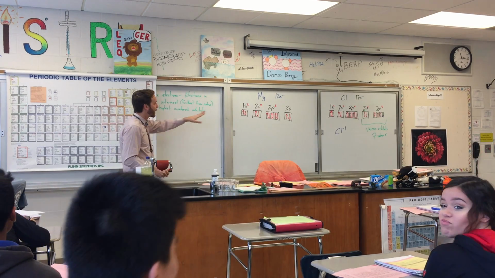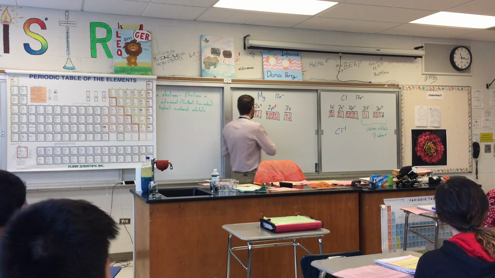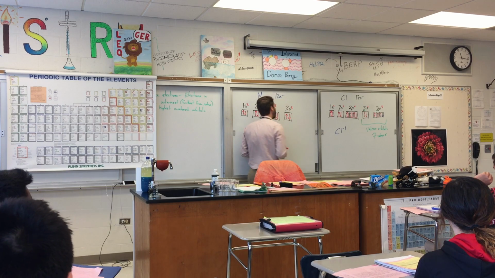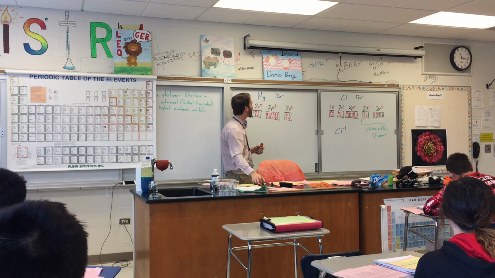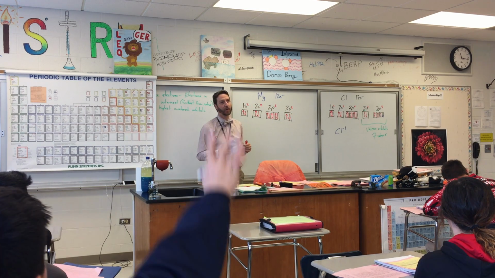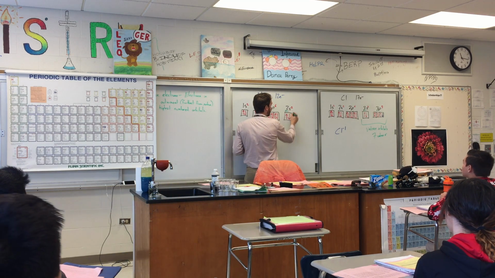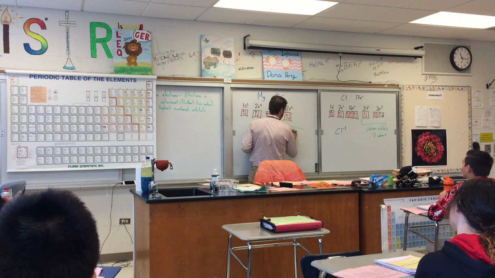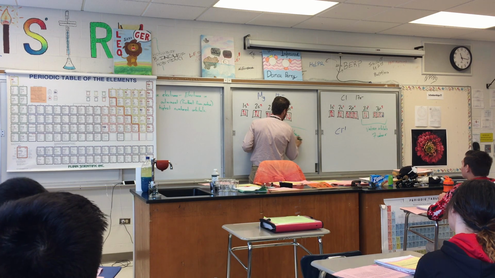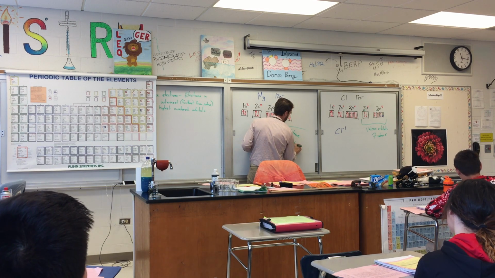Okay, so back to magnesium. 1s2, 2s2, 2p6, 3s2. What are magnesium's valence orbitals? Is it only 3s? It's only the 3s, right? Yes. So it's got 2 valence electrons.